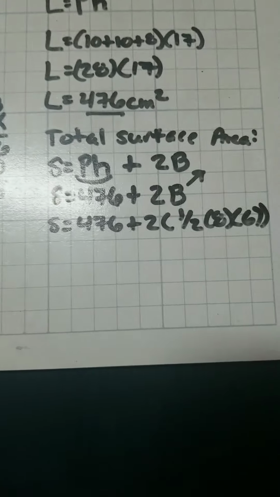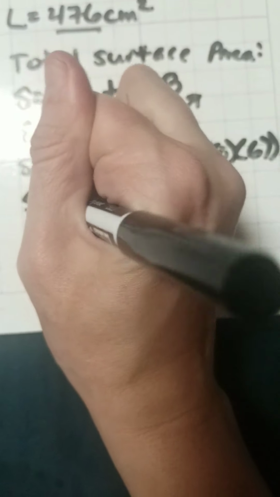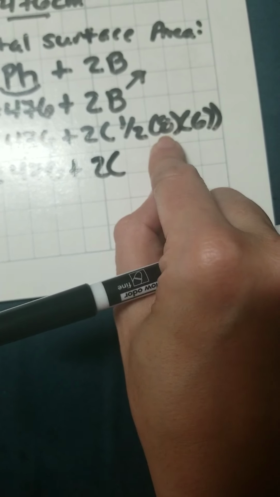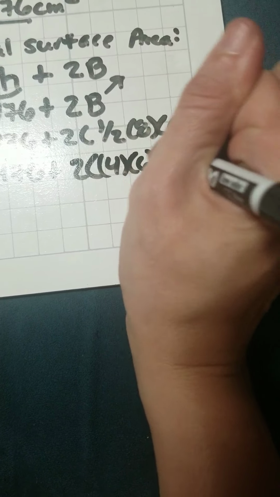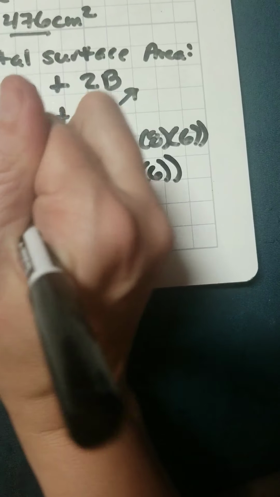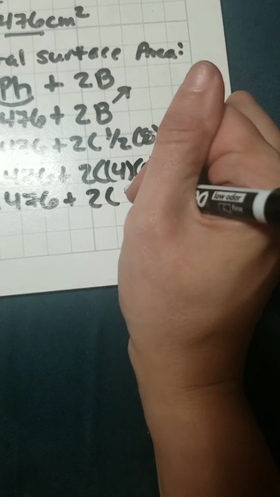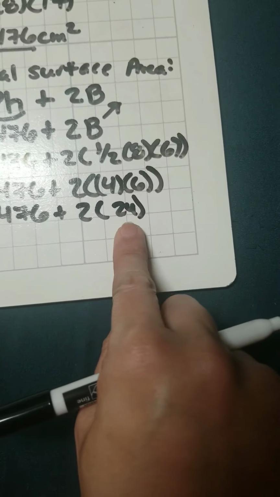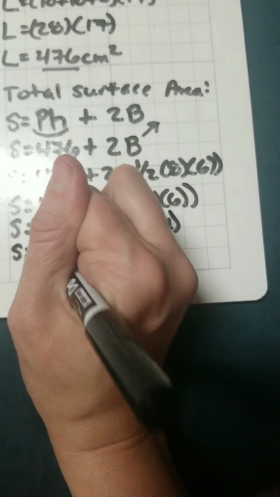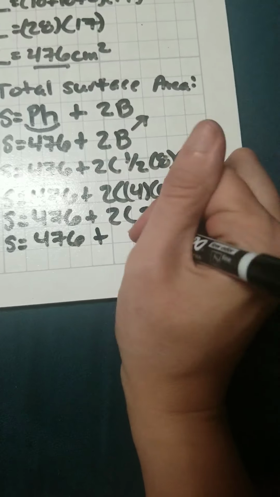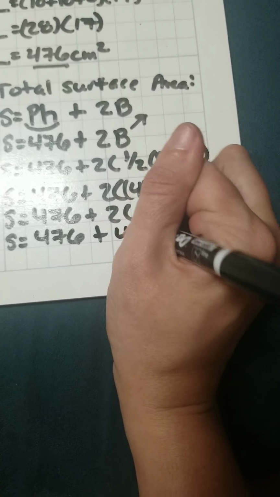Total surface area is 476 plus 2 times. Half of 8 is 4. And I'm going to multiply that by 6. Total surface area is 476 plus 2 times. 4 times 6 is 24. That 24 is the area of only one base. So now I'm going to multiply it by 2. Total surface area is 476 plus 24 times 2 is 48.